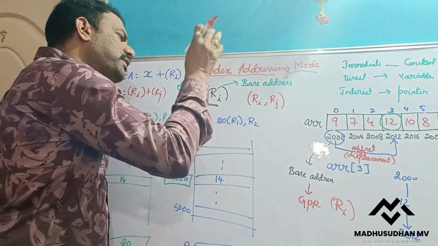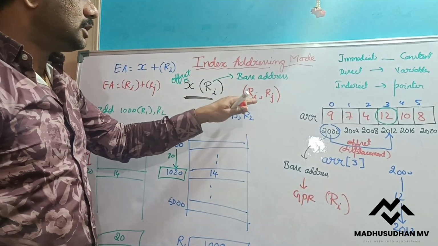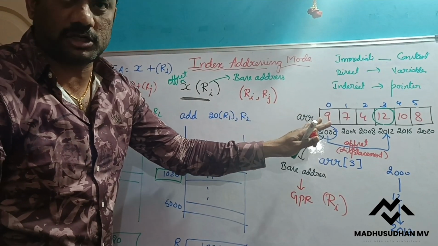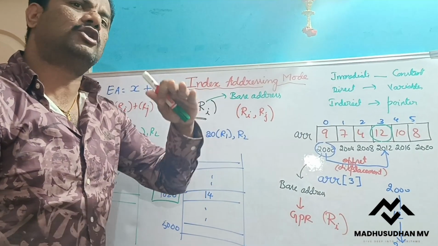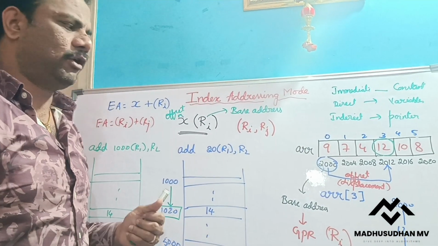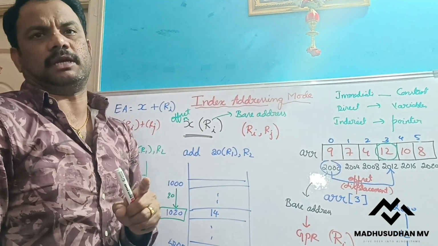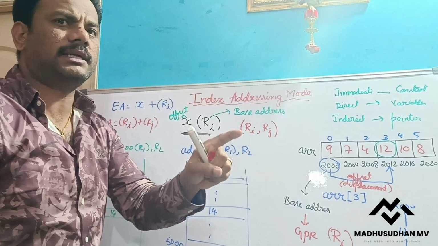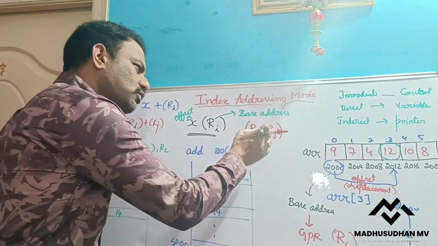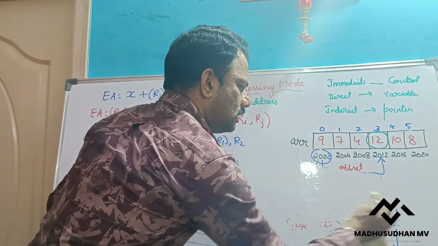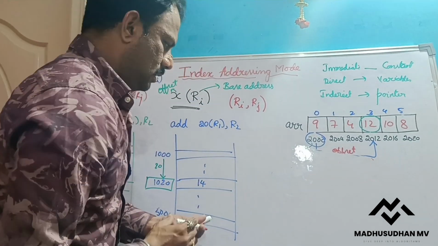Now, these two are suitable when we are dealing with a one-dimensional array. Suppose we are using a two-dimensional array. At that time we go for what? Base with index plus offset. That means base with index and offset. That means I am using this one, along with that, one more thing.